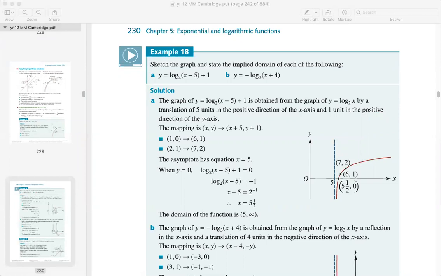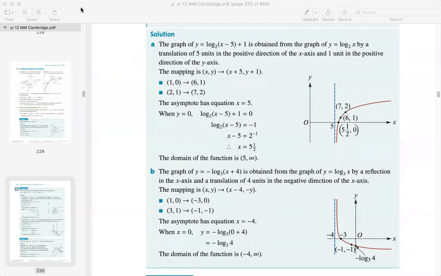For B, again, the same thing. We draw the asymptote, which is x equals -4 over here. And then if we ignore the negative sign first, we just draw log base 3 of x plus 4, and it's going to look like this. Makes sense? If we ignore the negative sign, right? But once we include the negative sign, we need to do the reflection.